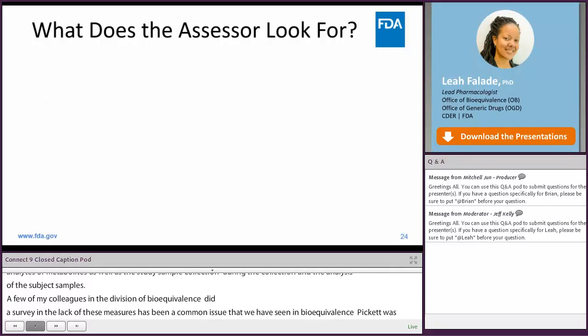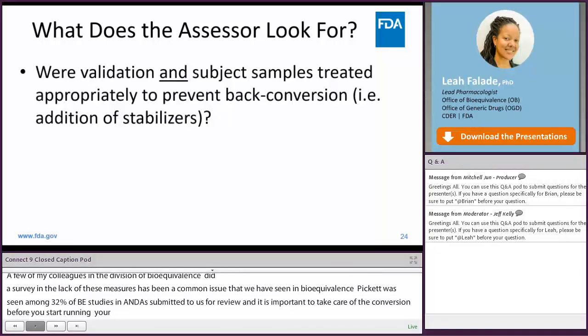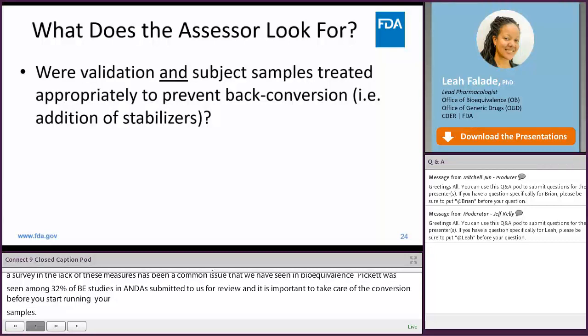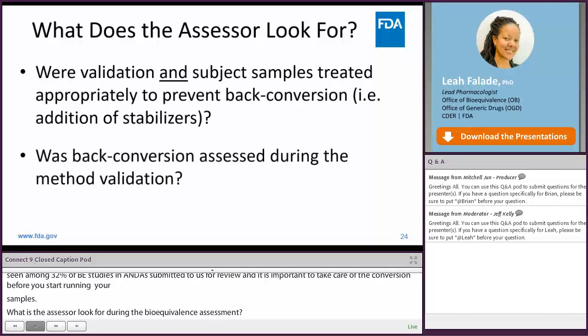So what does the assessor look for during the bioequivalence assessment? We check to make sure that the validation and the subject samples were treated appropriately to prevent any back conversion, and this could be an addition of a stabilizer. We also check to make sure that the back conversion was assessed during the method validation.